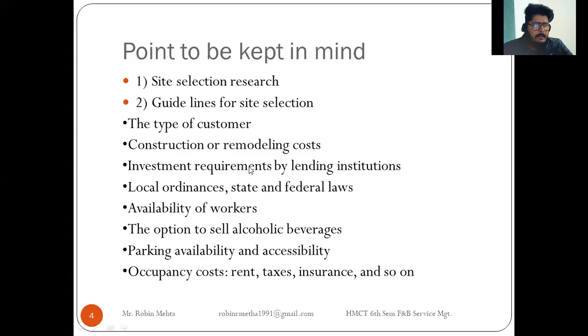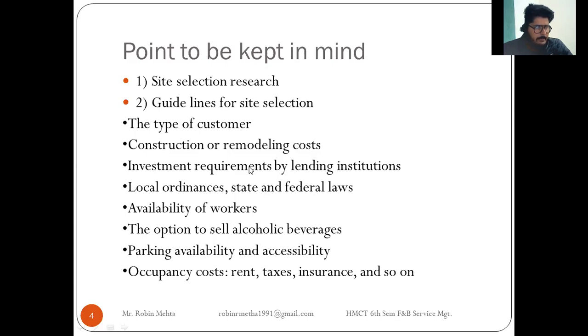The option to sell alcoholic beverages: for the location we are finalizing, we have to check whether we need to take permission over there to serve alcoholic beverages or not. Sometimes nearby there could be a gurdwara or a mandir. So we have to check that also, because we can't serve alcoholic beverages near these places, especially schools and colleges also. Okay, we have to consider that also. So try to keep this in mind while selecting the site.